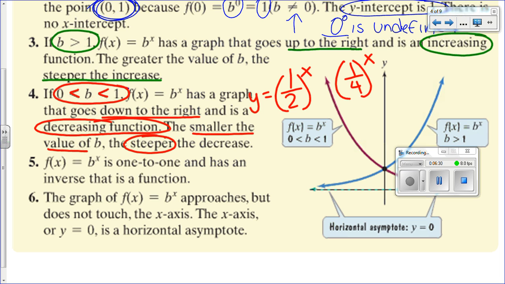Well, it says the smaller the value. Oh, 1/4. 1/4. So this one will be steeper. It's a good question for your quiz.